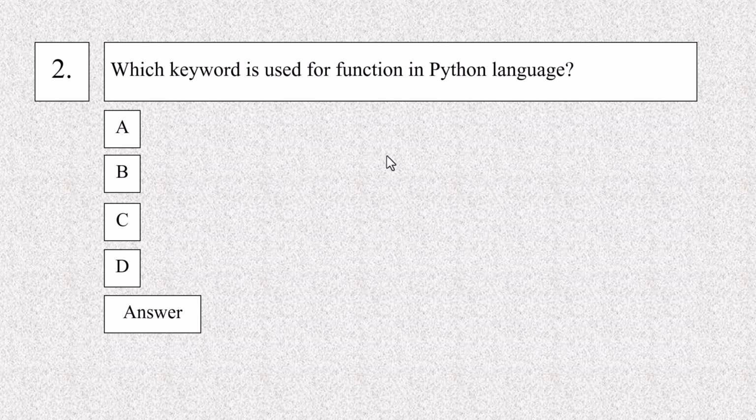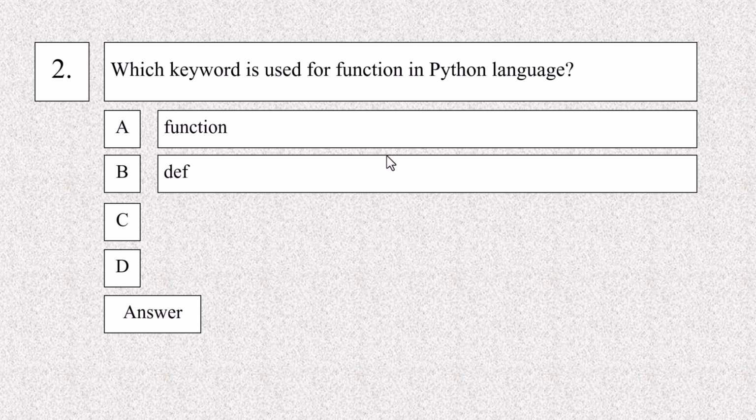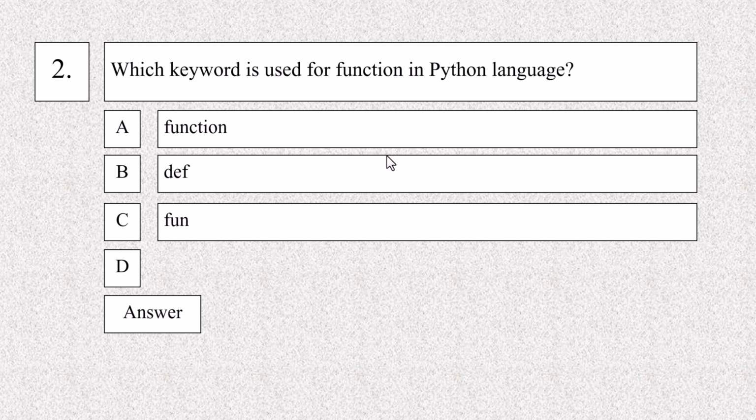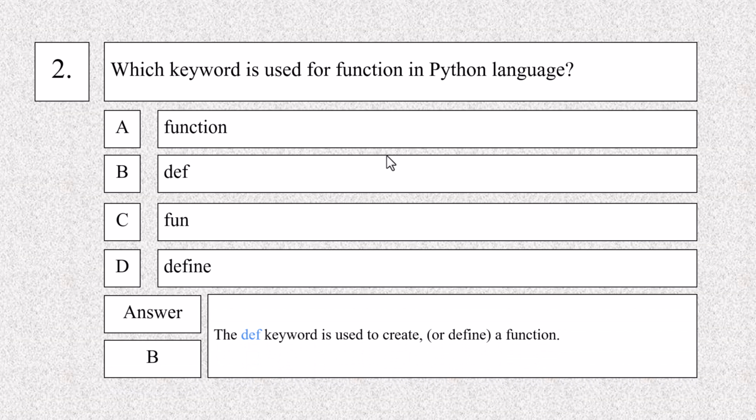Which keyword is used for function in Python language? Option A, function. Option B, def. Option C, fun. Option D, define. And the correct answer will be option B. The def keyword is used to create or define a function.